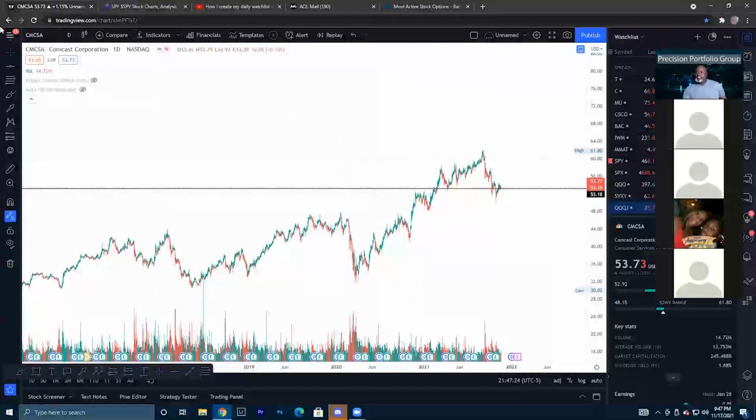And even when I go to the daily, right now I can see a lot of support and resistance here. A lot. Let me show you where. All right, so now the stock is around $49.86.